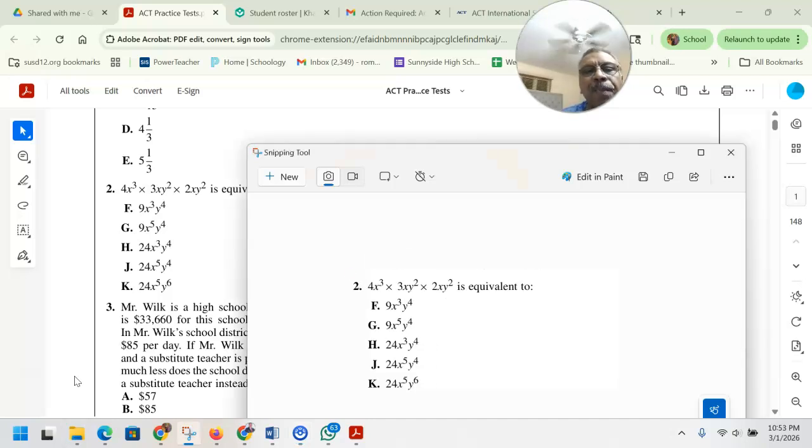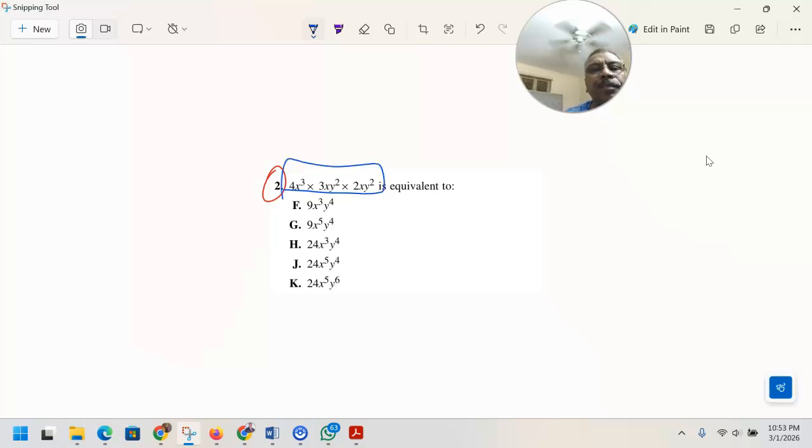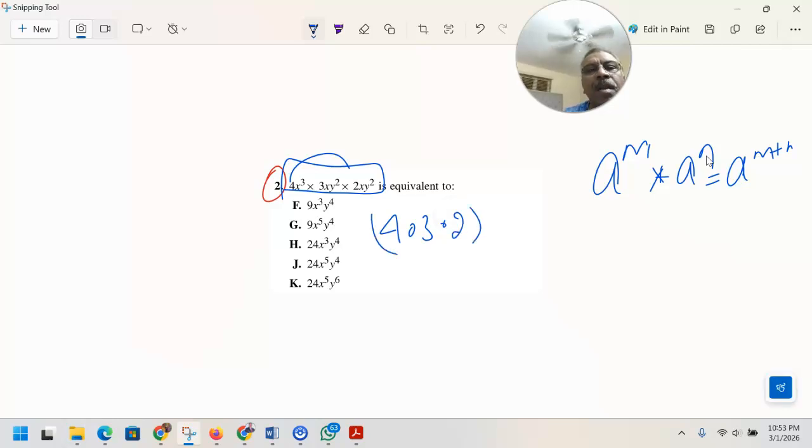Okay, second question. So how do we simplify this? We have to use the product of powers formula, which says you can always do this. So we can club the numbers together, that means 4, 3, and 2 you club together, and all the x's together, and the y's. But here one of them does not have a y, so the second one is y squared and the other one is y squared.